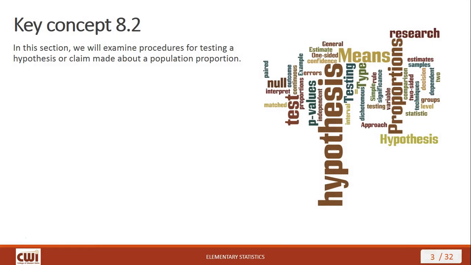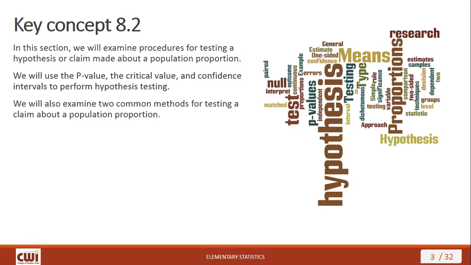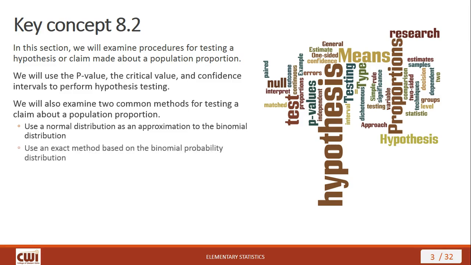So in this section, we're going to examine different procedures for testing a hypothesis or claim made about a population proportion. We'll use the p-value, the critical value, and confidence intervals to perform hypothesis testing. We'll also examine two common methods for testing a claim about a population proportion. Many of the methods that we're going to be using assume a normal distribution as an approximation for the binomial distribution. However, there's a more exact method based on using the binomial probability distribution directly. We'll get into all of that in this lecture.